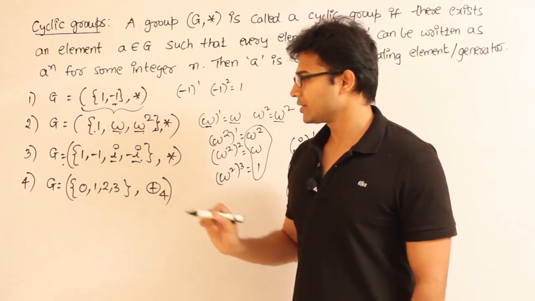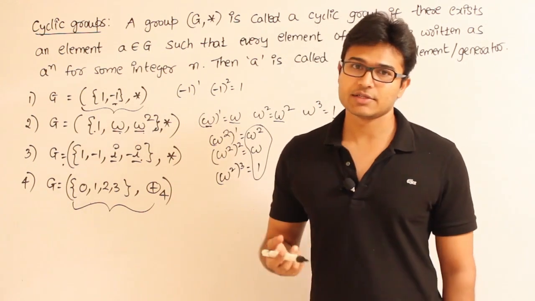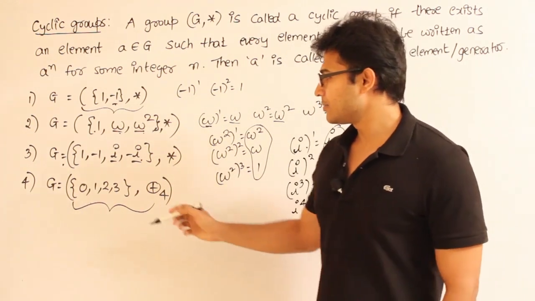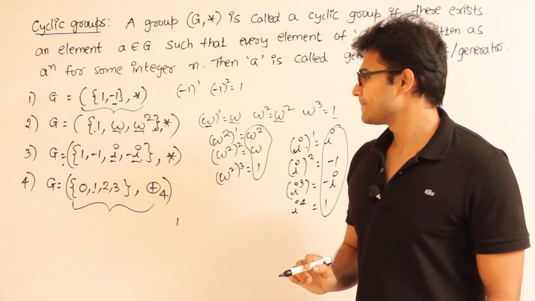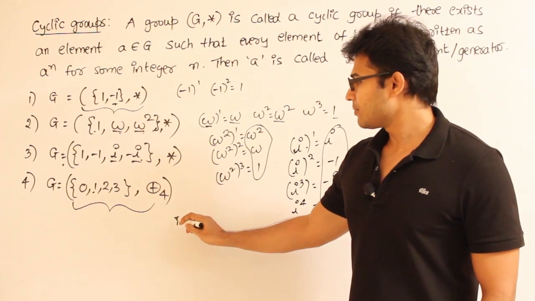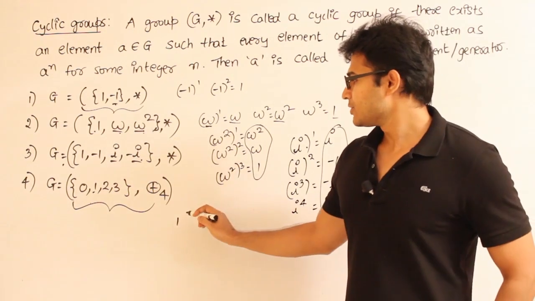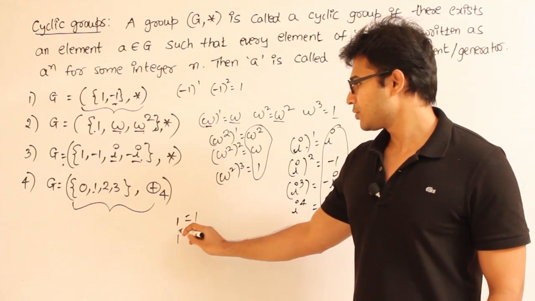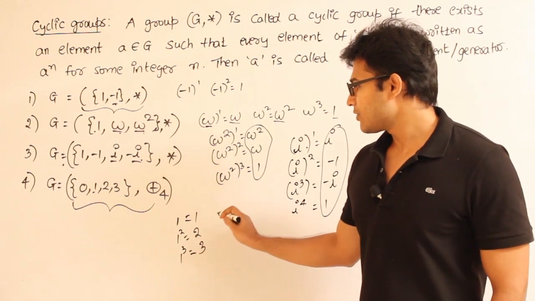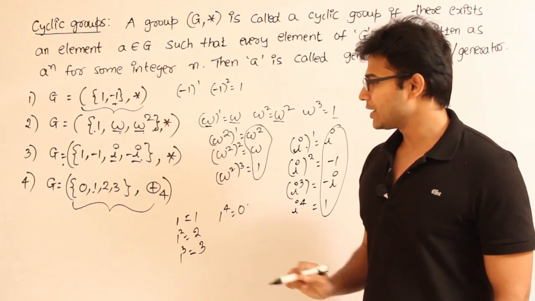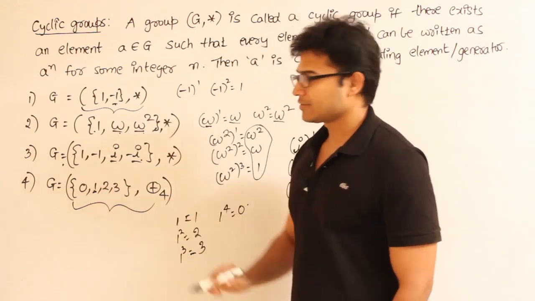Now if you check this one here, this is also a cyclic group. The reason is you can take one element and generate all the other elements, and that element is going to be 1. If you take 1, here 1 power 1 is nothing but addition, not multiplication, right? So 1 power 1 is 1, 1 power 2 is 2, 1 power 3 is 3, and 1 power 4 is 0. So by taking 1, you will be able to generate all the other elements. That is why 1 is a generator, right?